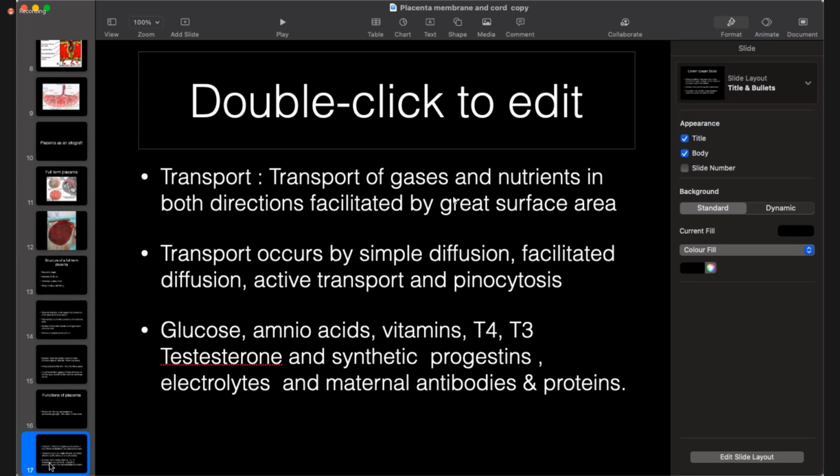There are certain things that don't get transported. For example, IgM antibodies are big ones and they don't get transported. IgG antibodies can get transported. Some viruses, some bacteria can get through the placenta, some don't. For example, rubella is one infection that can cross the placenta. Parvovirus too. Likewise, there are certain viruses and bacteria that can cross through the placenta and cause problems.